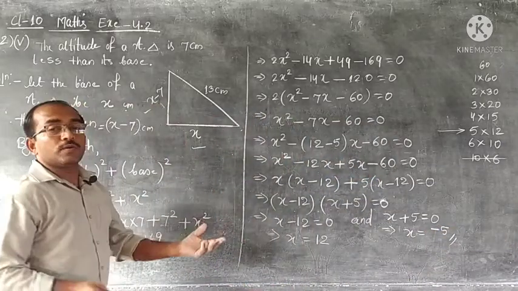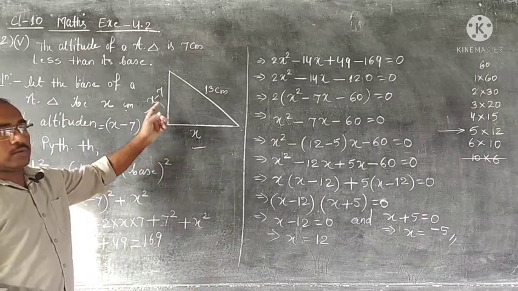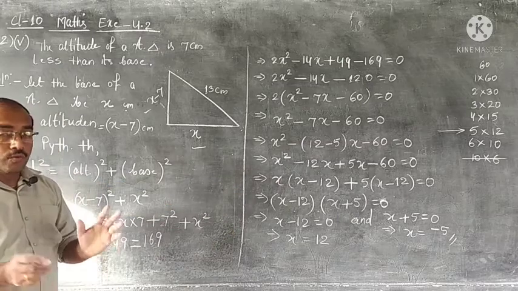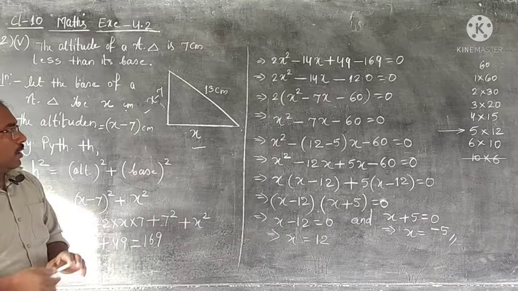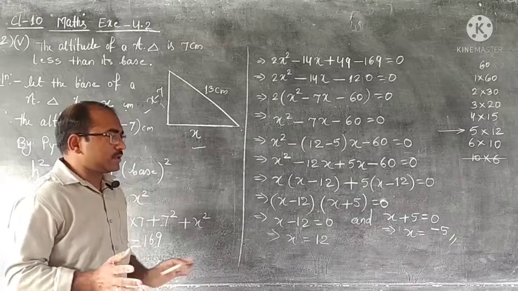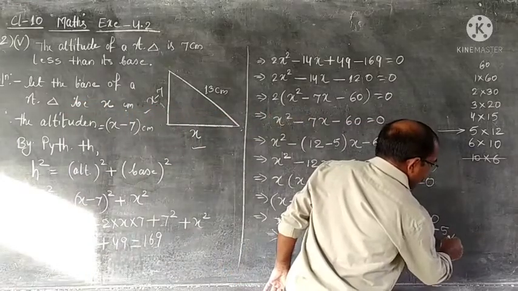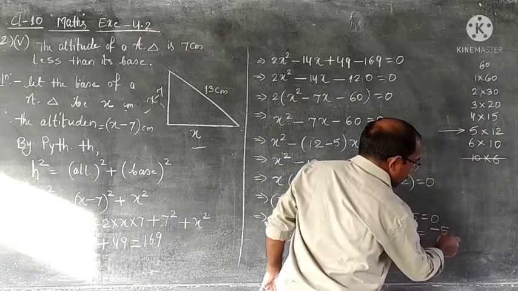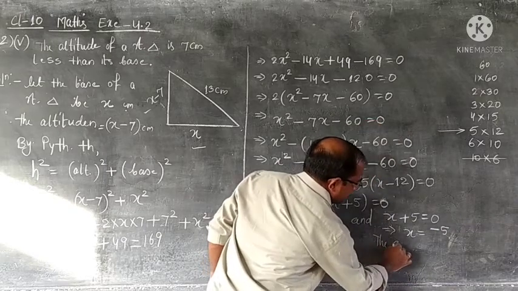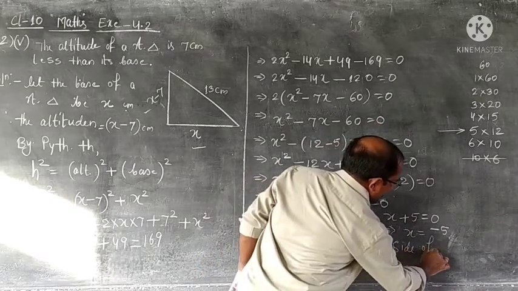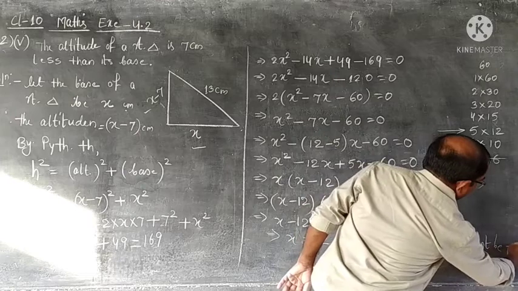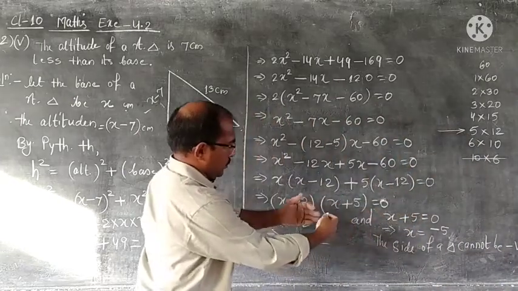So which value will we use? The question is telling us to find the other two sides. x is 12 or x is minus 5. Which one is applicable here? This is the side of a triangle, and a triangle cannot have a negative side. So we will leave this value, writing that the side of a triangle cannot be negative. We are neglecting this value.